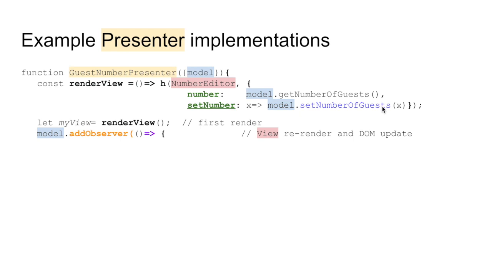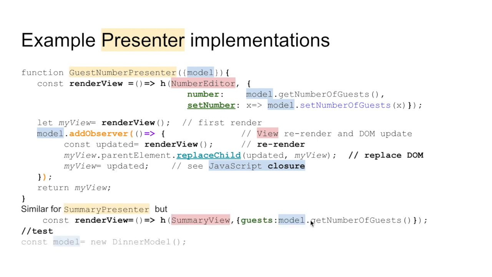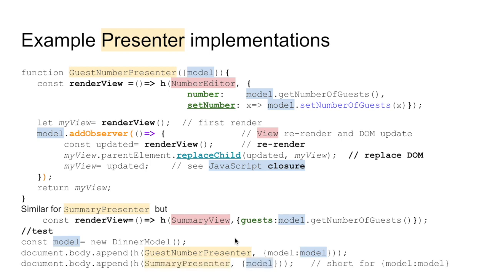The observer does precisely what we did in the interaction lecture when we wanted to do update by re-rendering. There is a re-render, there is a replace child, or then we update our reference to the view, and this returns the view. So this is going to be rendered and re-rendered all the time in the tree when the model notifies. And then when we test, we instantiate the dinner model and we append to the body of the document one presenter and the other presenter.